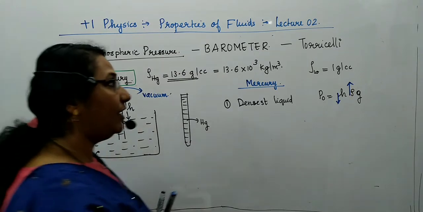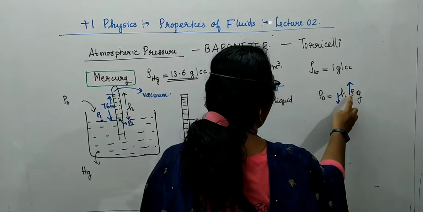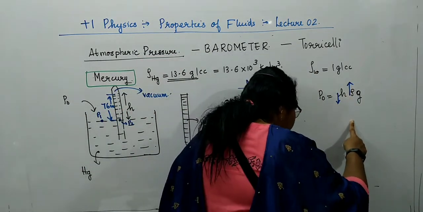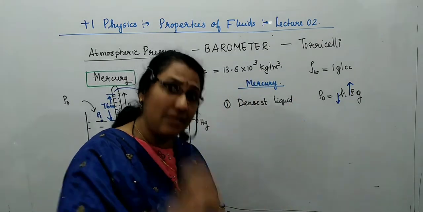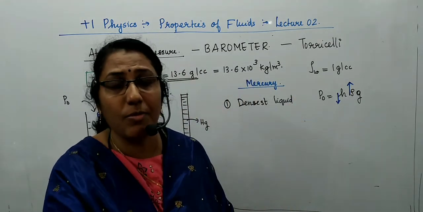Okay. If we take water instead of mercury, what happens? The density is 13.6 times lesser for water. So what about the height?